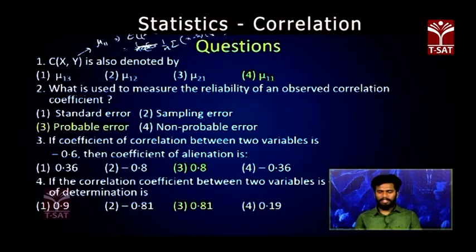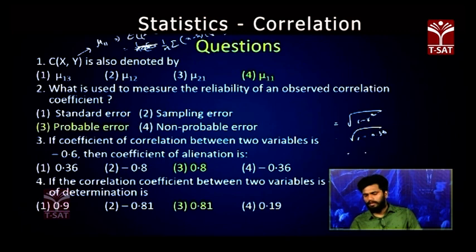Now, what is used to measure the reliability of the observed correlation coefficient? The probable error. We have already discussed that probable error is used to measure the reliability of the observed correlation coefficient. Now check the third one. If the correlation coefficient between two variables is minus 0.6, the coefficient of alienation is? It is under root of 1 minus r square, 1 minus 0.36, which is 0.64 under root, which equals 0.8.